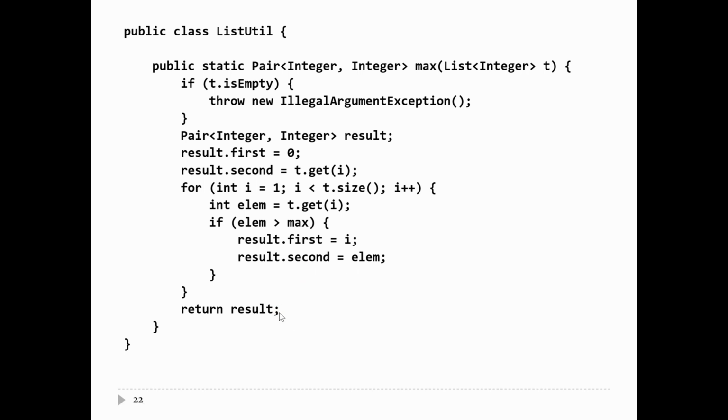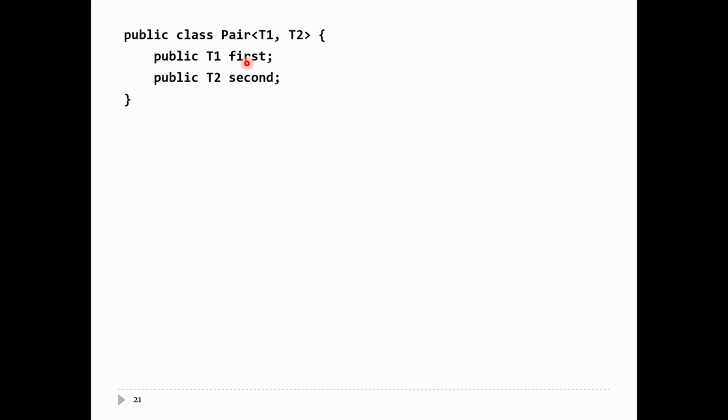So the caller that gets back the result just looks at the field first to get the index, and they look at the field second to get the max. So dead easy to do. You just need this extra syntax here.